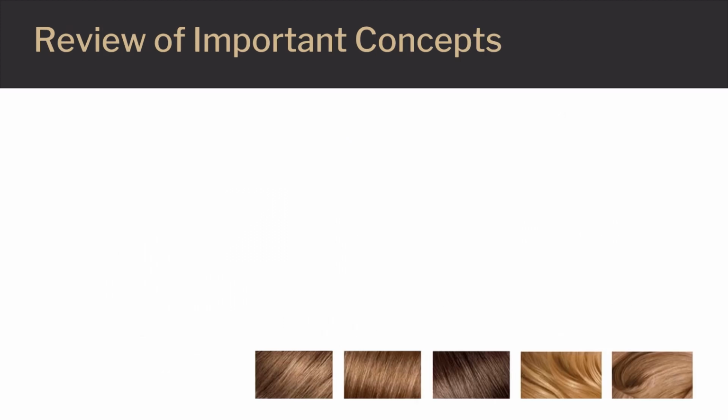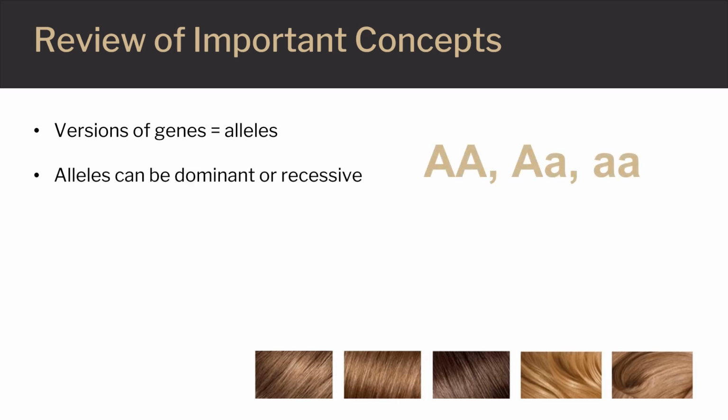Let's take a moment to review some important concepts that will help us build and interpret our dihybrid Punnett square. Genes can have different versions, which we will call alleles. For example, hair can be brown, blonde, or red. The color of your hair will depend on what alleles for hair color your individual parents donated to you. The alleles can be either dominant or recessive.